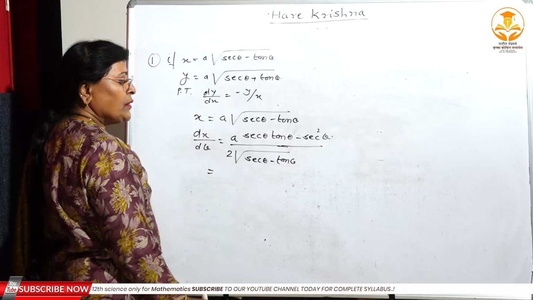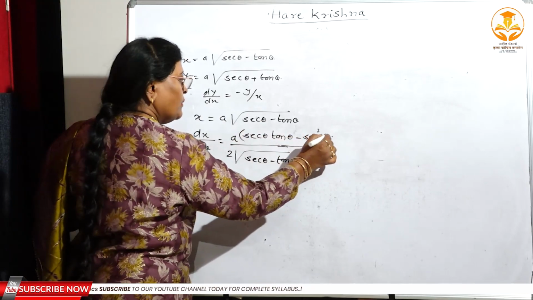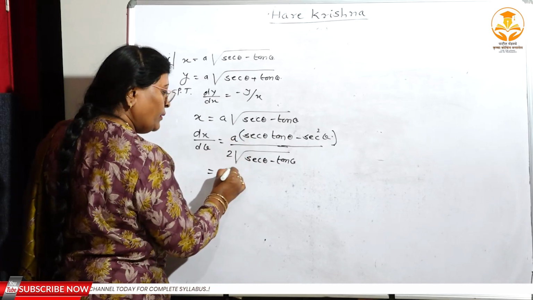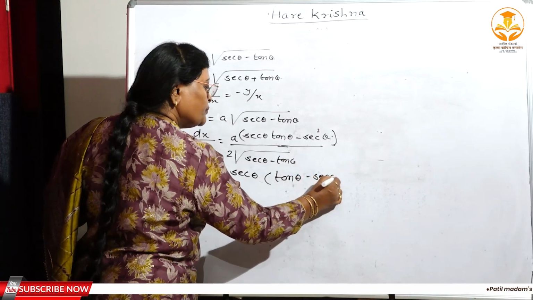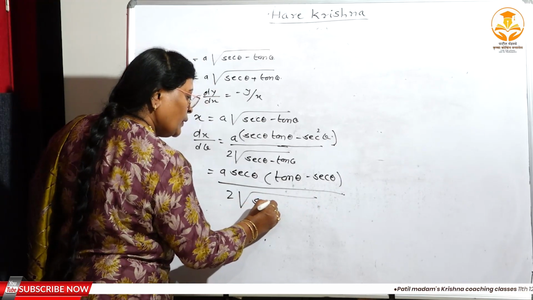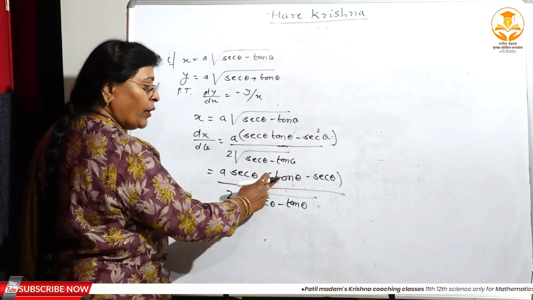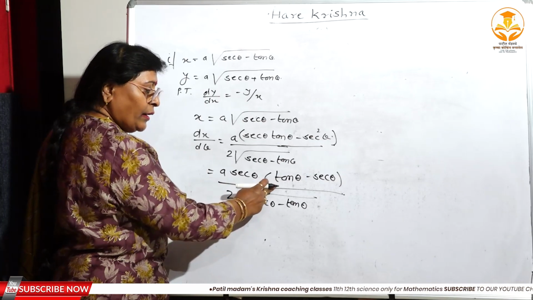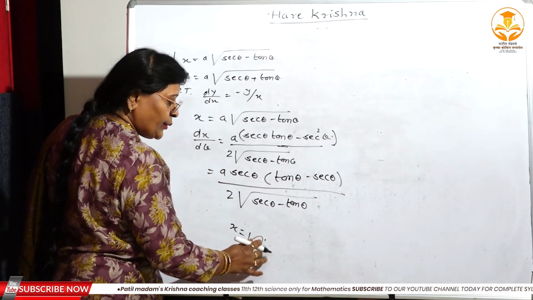Now if you observe this, you can take sec theta common, isn't it? a remains as it is. You can take sec theta common, right? Sec theta, and here you have got tan theta minus sec theta, right? Divided by 2 root of sec theta minus tan theta. Now see, if you take minus common, you have got sec theta minus tan theta, isn't it? That term is in the numerator, and the denominator has a root, so one root gets cancelled, because every number, suppose x, you can write in the form of root x into root x, right?